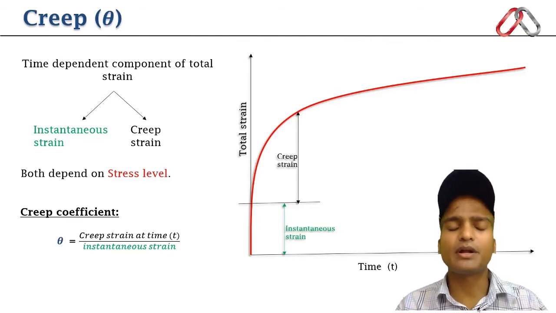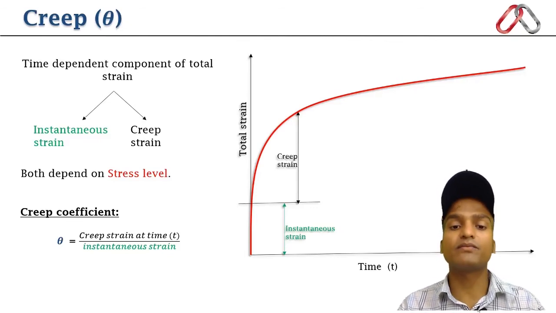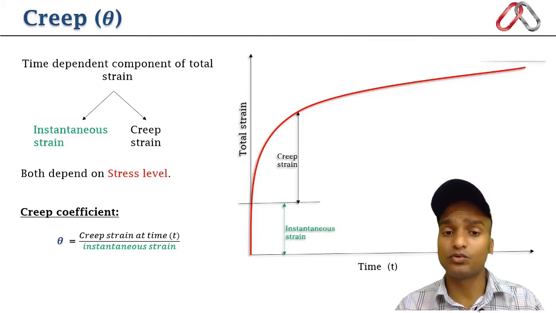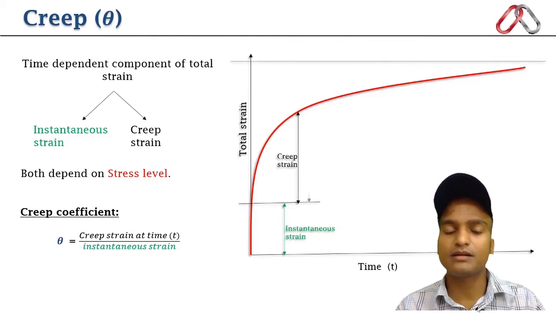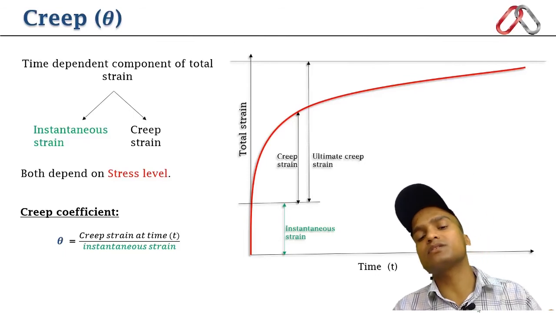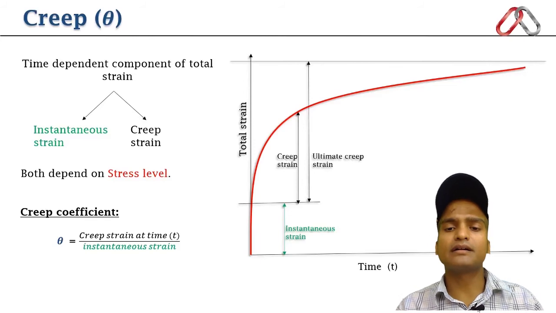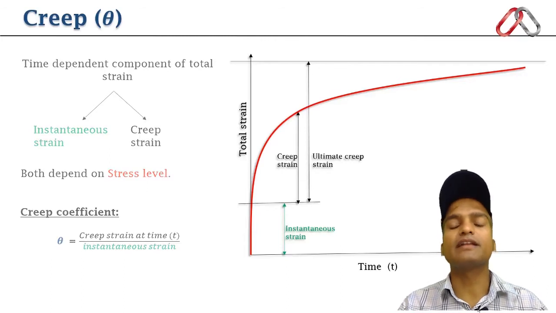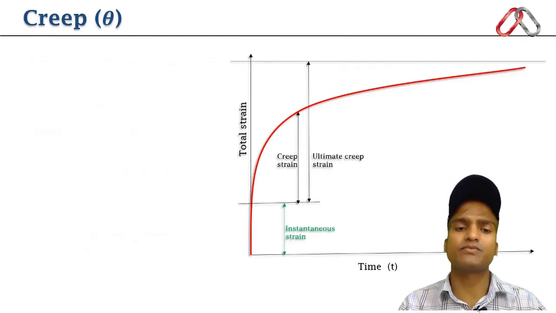And also you can look at this graph of total strain versus time t, and here total strain refers to both instantaneous strain plus creep strain, and creep strain is increasing with time, and at time say t is equal to infinity, it reaches a saturation level, and the curve finally reaches an ultimate creep strain value.